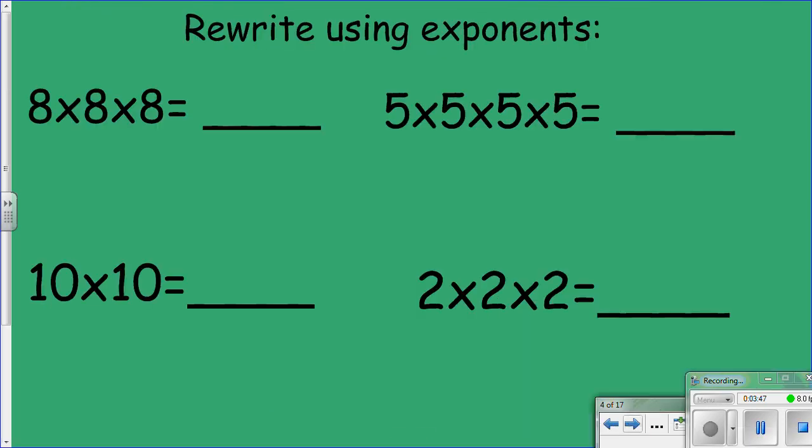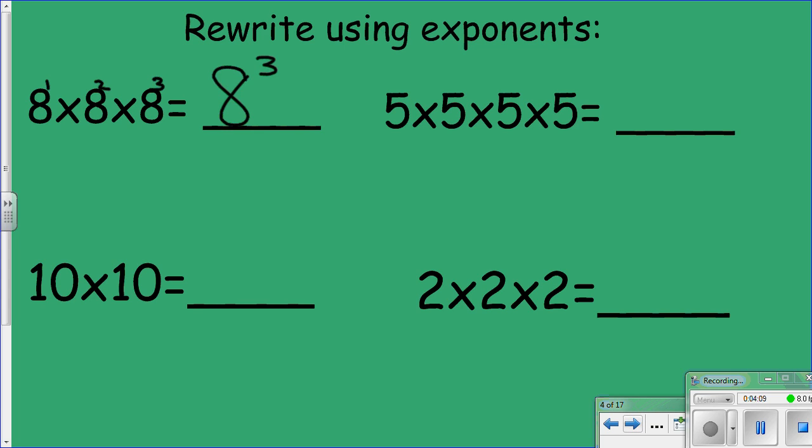Now let's see how we rewrite using exponents. What does this look like? 8 times 8 times 8 as an exponent. 8 to the 3rd power. Homework is just like the previous page that you just did.